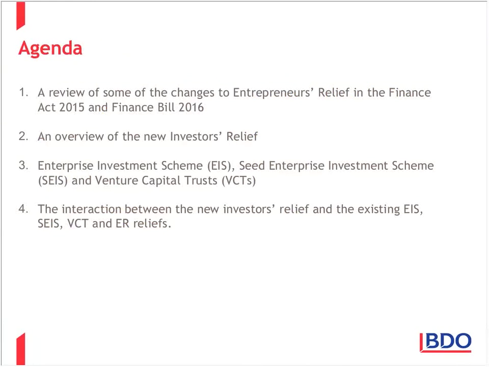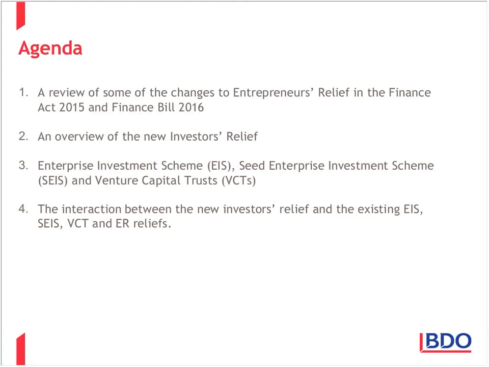the agenda. So in terms of running order, I'll provide a high-level review of the changes that were made to entrepreneurs' relief in the Finance Act 2015 and briefly explain why they were made, followed by a more comprehensive review of the effects of ER changes to joint venture companies and partnerships that are to be enacted in the 2016 Finance Act. Chris is going to give an overview of the investors' relief, which was unexpectedly announced in the 2016 budget, and then David will briefly review the existing EIS, SEIS and VCT tax-efficient investment wrappers, and then consider the interaction between investors' relief and the existing reliefs.